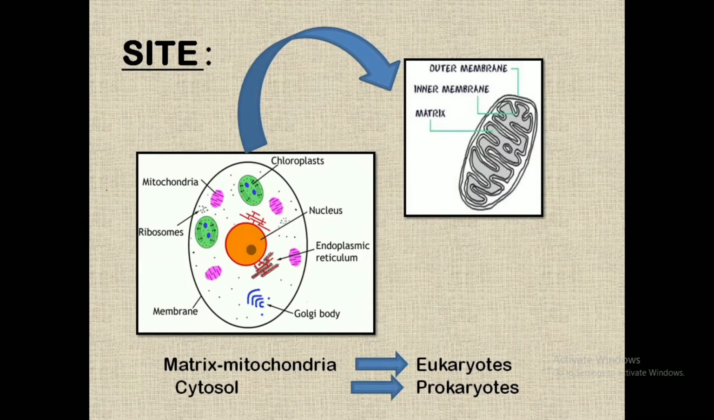So let's look at the site where the Krebs cycle functions. Talking about eukaryotes, it occurs in the matrix of the mitochondria. And the matrix is the gel-like part that is present in the mitochondria. And talking about prokaryotes, it is found to function in the cytosol. What is the cytosol? We have already discussed.